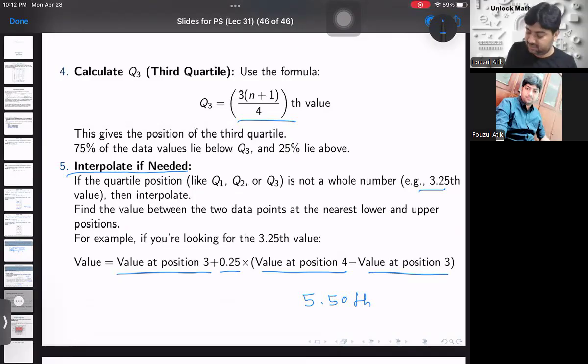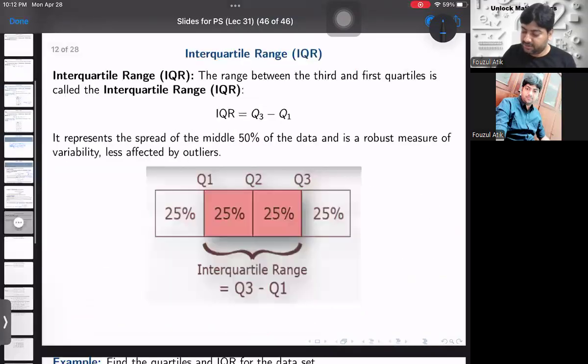How to get the value then? You take the value at the fifth position plus 0.5 times (value at the sixth position minus value at the fifth position). In this way you will get Q1, Q2, all these values. We'll do examples, no need to worry.